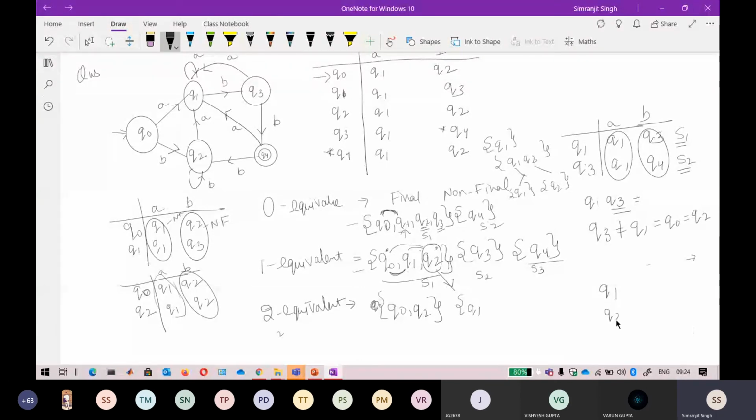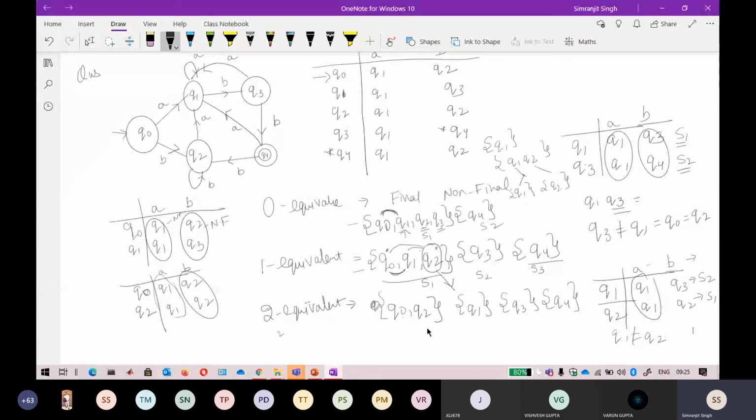Okay, so for Q1 and Q2, again, I am checking the equivalence here. So for A and for B, for Q1 on A is Q1 and Q1. Okay, so for Q3 and Q2, so this set is same. This belongs to set 1 and set 2. But if you check it, this Q3 belongs to a different set, that is set 2, and this Q2 belongs to a different set, that is set 1. So it means that Q0 and Q2 are not equivalent to each other. So they cannot be placed together. Okay, so that is why this again breaks down into now these four sets.